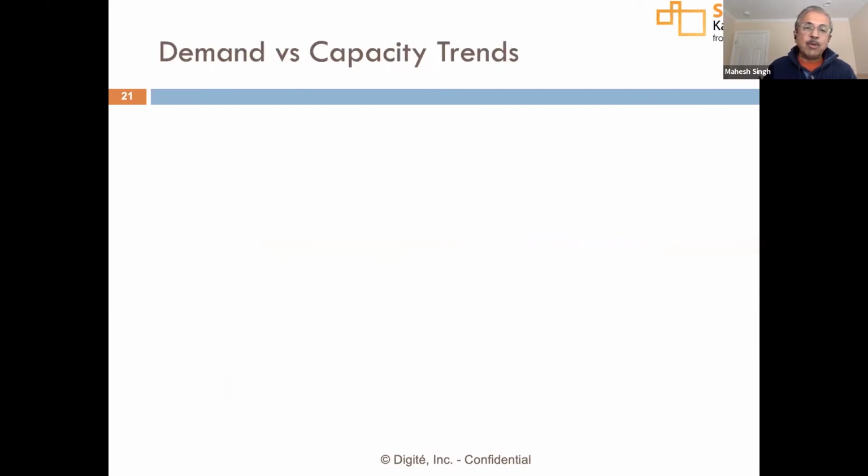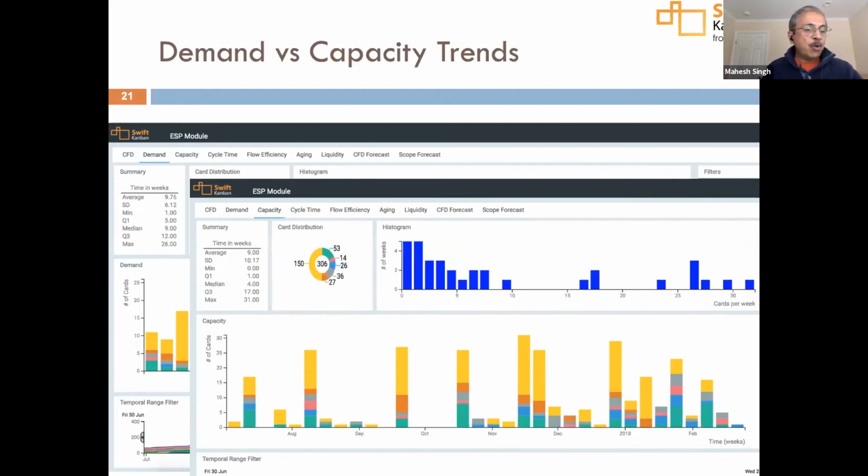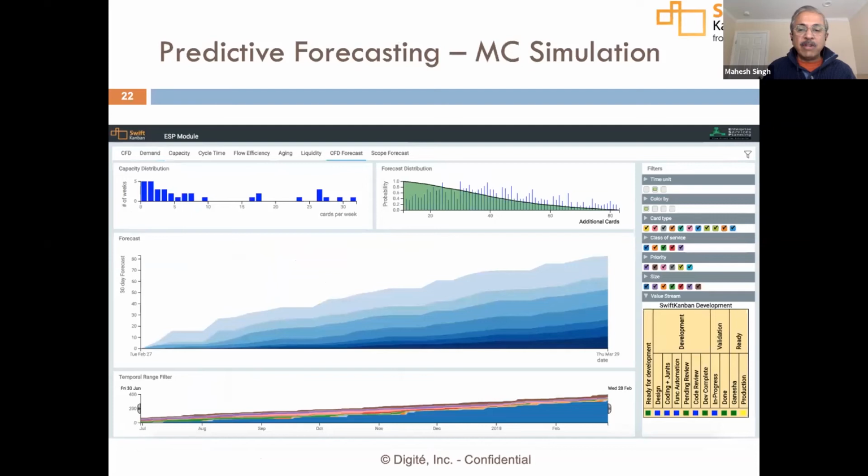enterprise services planning module, which allows you to do really detailed analysis of your demand and capability, as well as your ability to forecast, what is it that you can deliver in a certain amount of time, whether it's a 30-day forecast at different levels of confidence and different levels of probability, or a defined scope forecast that lets you forecast when a particular release might get done.